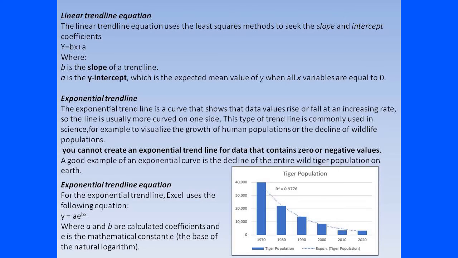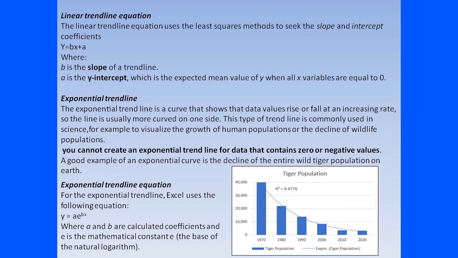The exponential trend line is a curve that shows that the data values rise or fall at an increasing rate. So the line is usually more curved on one side. This type of trend line is commonly used in science. So if you want to visualize the growth of human population or the decline of wildlife population, you should use an exponential trend line. Okay. There is one thing which you need to keep in your mind, that you cannot create an exponential trend line for data that contains zero or negative values.